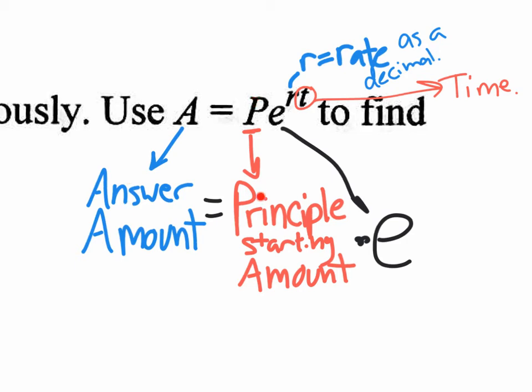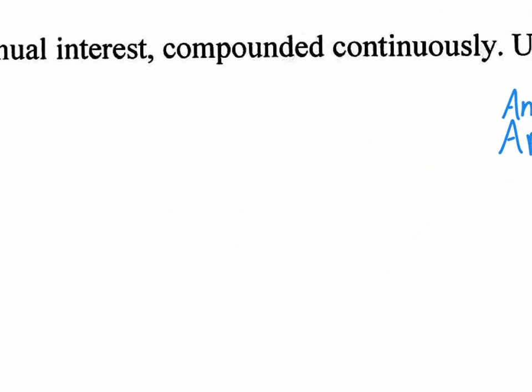P is the principal, which is a starting amount, the initial amount. So if they say you started with $100, you're going to type in the 100 right here in the place of P. E is simply the E button. R is going to be, as a power, the rate, but you don't want it as a percent, you want it as a decimal. So you're going to put the power of R on the E, times time, T is time. Okay, so I hope we understand how to use this formula now. So let's go back to the actual numbers.